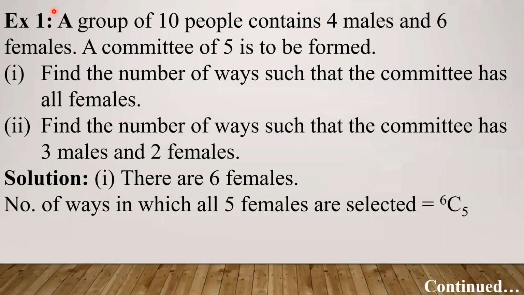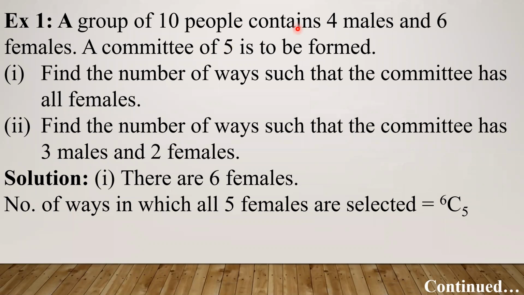So in this question, what is given to you? There are 10 people. Out of these 10 people, how many males? 4 males and 6 females. Let us solve the first one. You have to form a committee of 5. Means out of these 10 people, you have to select 5 people. Now, what is the condition? Find the number of ways such that the committee has all females. Means all these 5 people which we are selecting to form a committee, they should be all female.